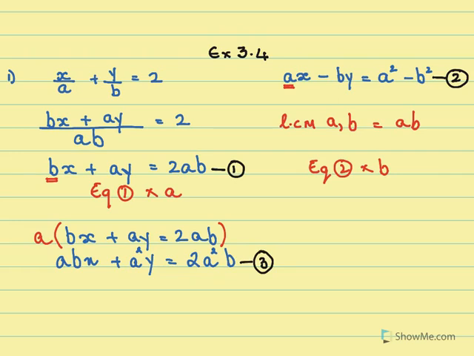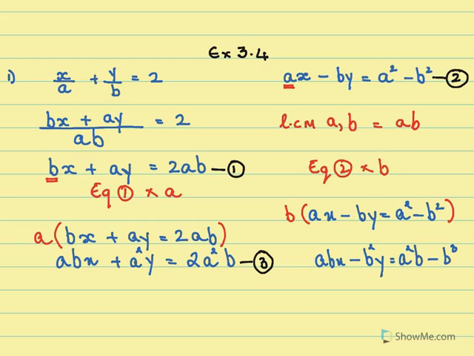Now it's time to multiply equation 2 by b. I'm going ahead and multiplying it by b. So b into ax will be abx minus b into by, b square y, equal to b into a square minus b square, which is a square b minus b cube. This is equation 4. Now both my coefficients of x are the same. I have abx here and abx here.